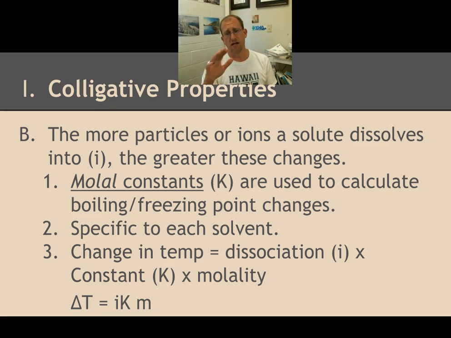The change in temperature is equal to the dissociation constant, how many particles this thing broke into, times the molal constant for the solvent, K, times the molality. So the equation is delta T equals iKm. Something that's strange about your book, and I don't know why, is that they don't have the i term. They just say delta T equals Km.